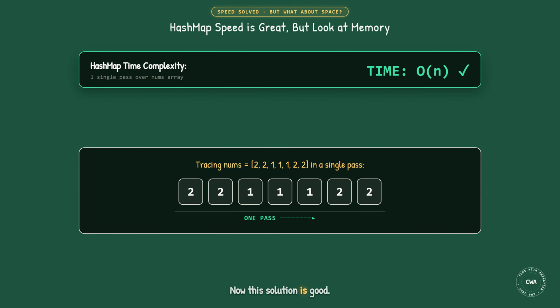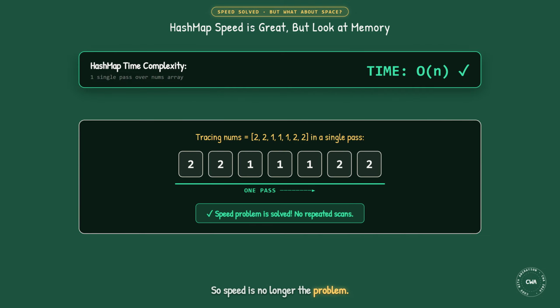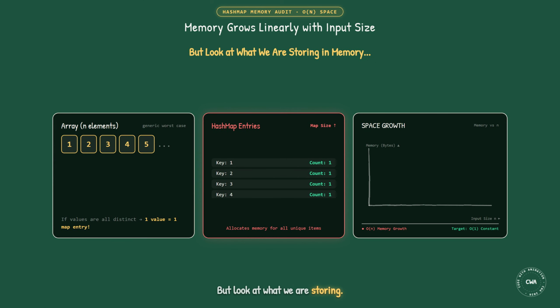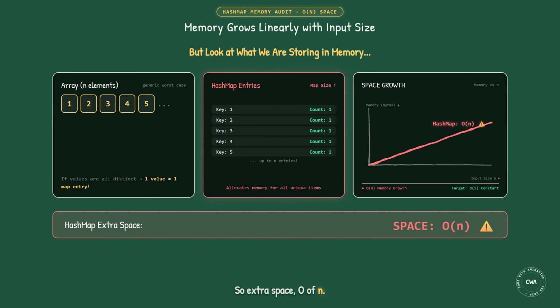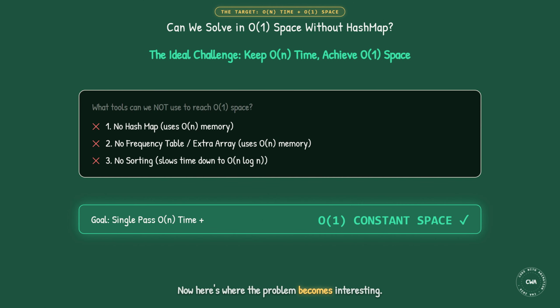Now this solution is good. Actually, very good. Time complexity? O of n. We go through the array once. So speed is no longer the problem. But look at what we are storing. For every different number, we may keep one entry inside the hash map. If all values are different, the map can grow almost as large as the array. So extra space, O of n. Now here's where the problem becomes interesting.